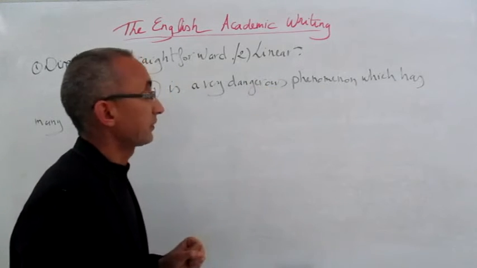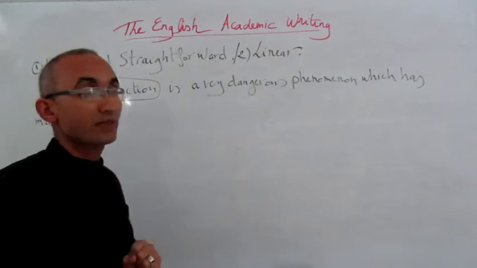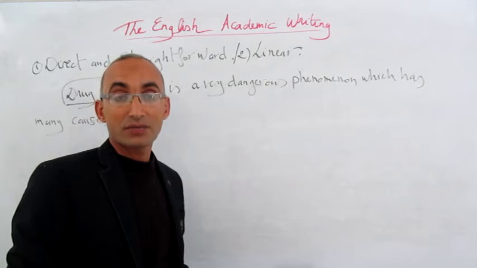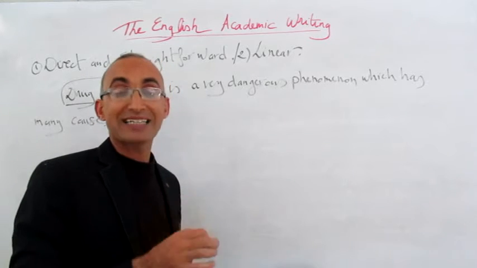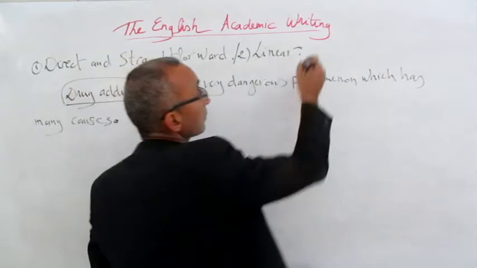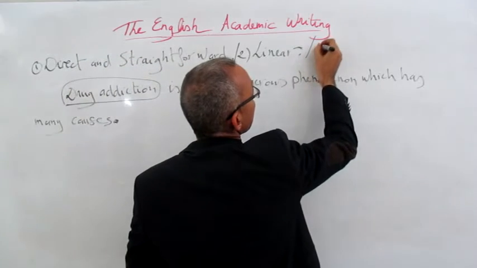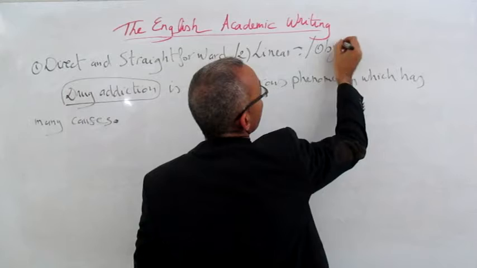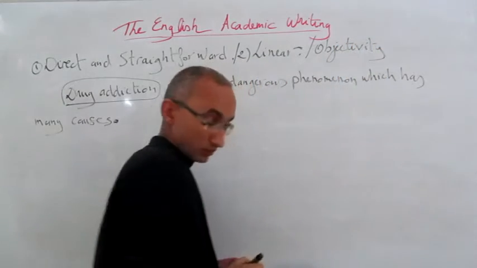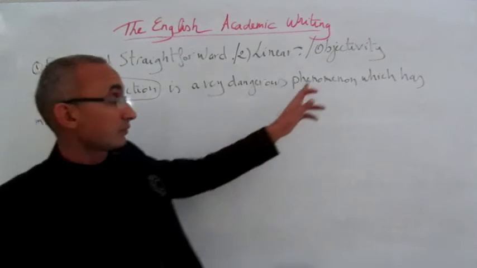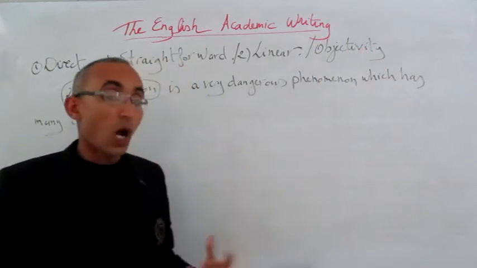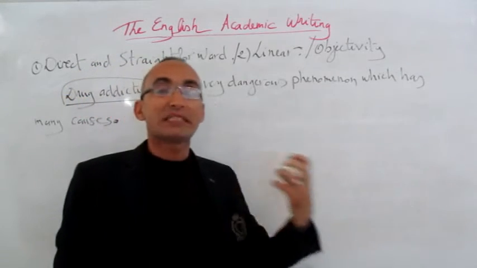Linearity, it must be linear. Also, we have another important feature of the English writing style, and especially academic writing, which is objectivity. Now here, when we say objectivity, of course, we mean the opposite of subjectivity.